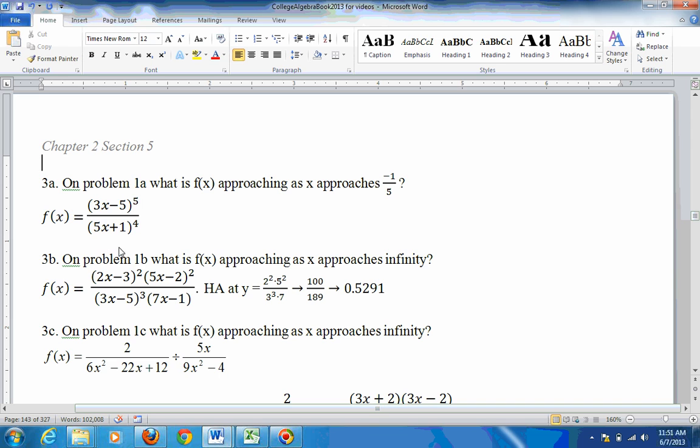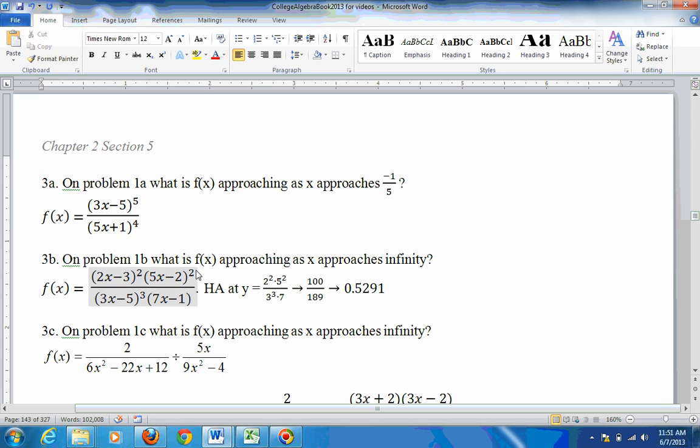So the best thing to do with these type of problems is find out what's going on at that negative 1/5, and see, the negative 1/5, you get that when you set the denominator equal to 0. If you set 5x plus 1 equals 0 and solve it, you get negative 1/5. And where the denominator equals 0 is a vertical asymptote. And a vertical asymptote, the graph goes vertical, meaning that the y values are approaching infinity.